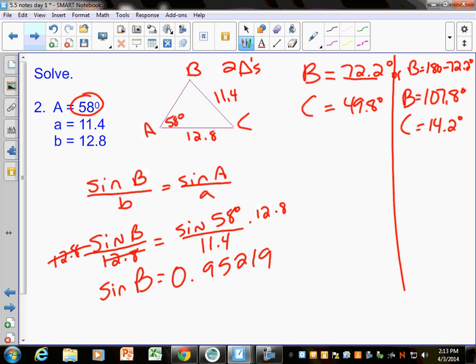And then to find the third side, I want to maybe speed this up a little bit. For side C, I'm just going to do the same thing I did before. C over sine of 49.8 degrees equals, I'm going to use A again, 11.4 over sine of 58 degrees. Of course, when I say speed things up, my smartboard decides to stop writing. And you could solve that and get what C is. Yes?